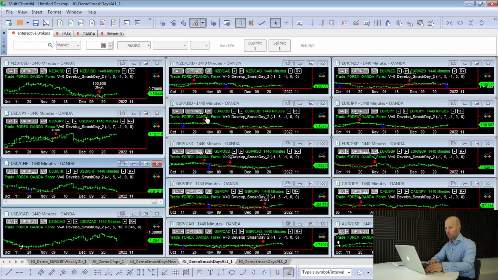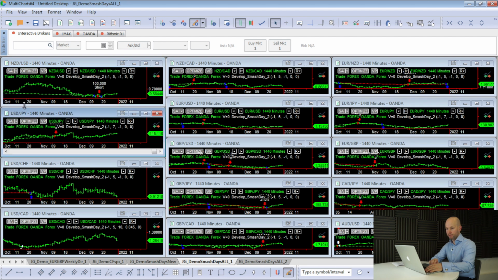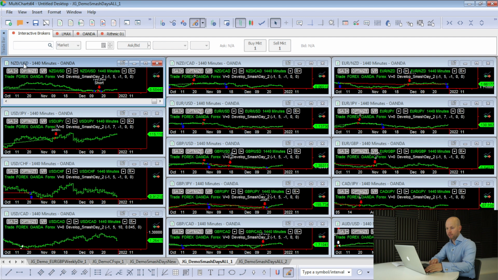Here you can see we've got all of the other Forex markets that I've tested. And what I'll do is just very quickly go through them one by one, looking at the equity curves to start with, because that's always a great starting point. So you'll notice on each window, if you look in the top left-hand corner, it tells you what market it is, New Zealand, US dollar, okay? So let's start with that one.